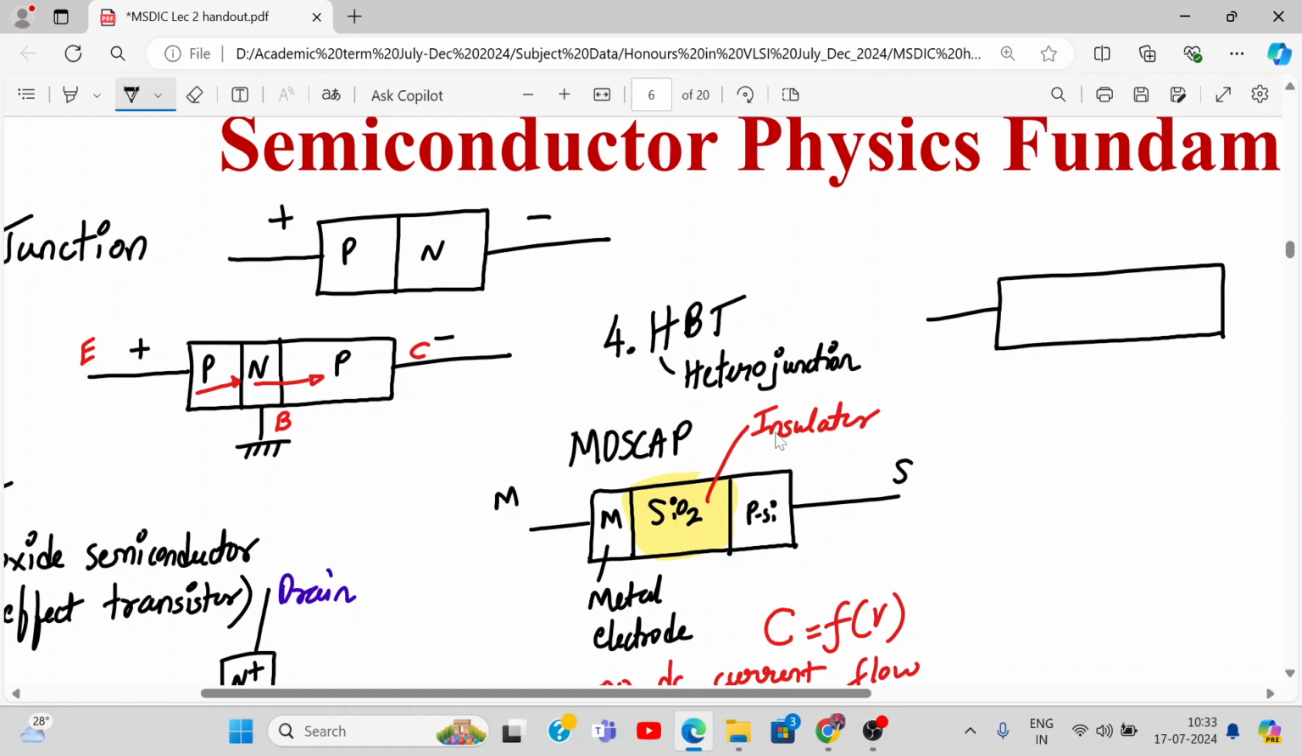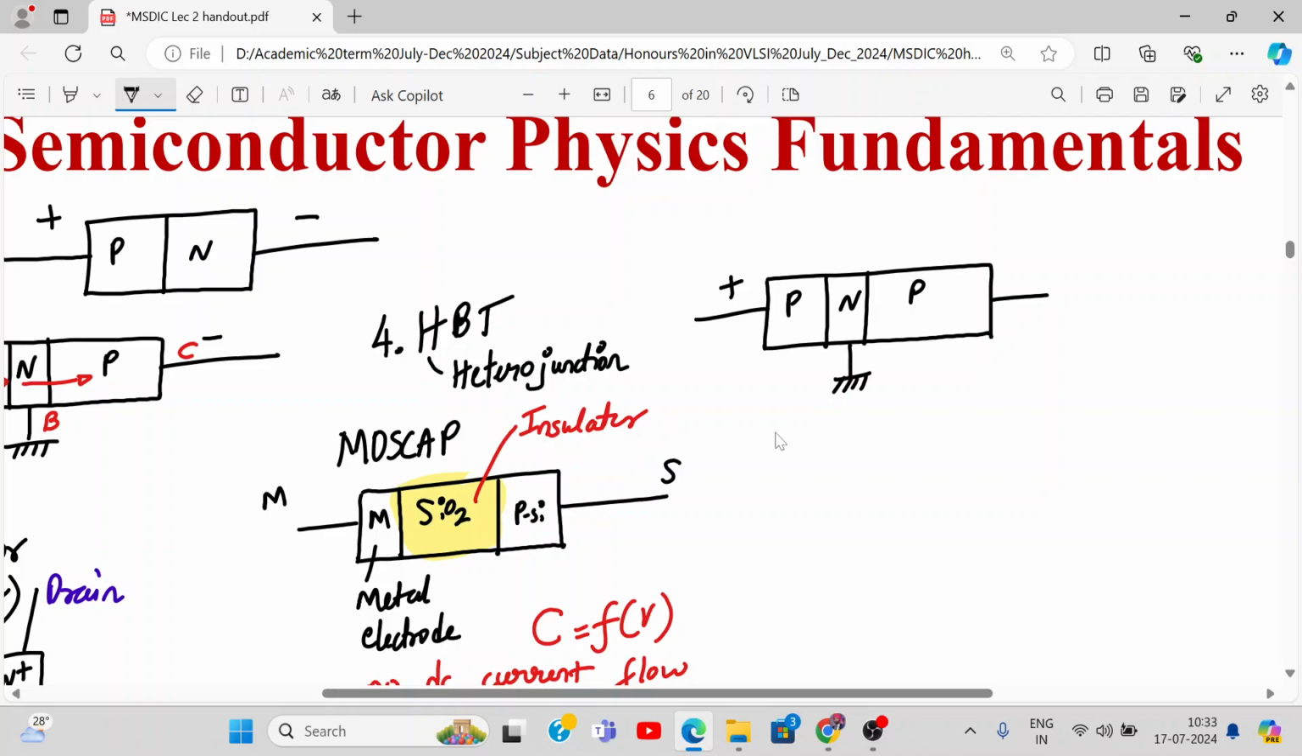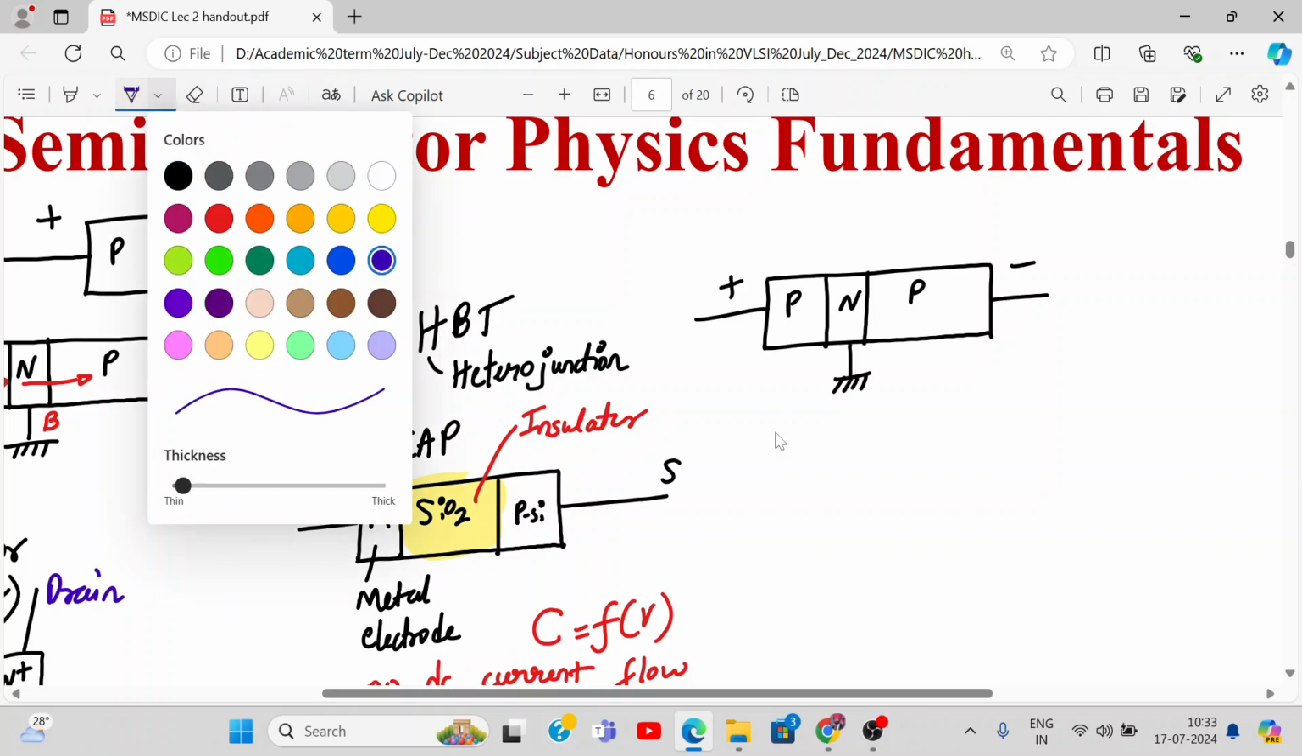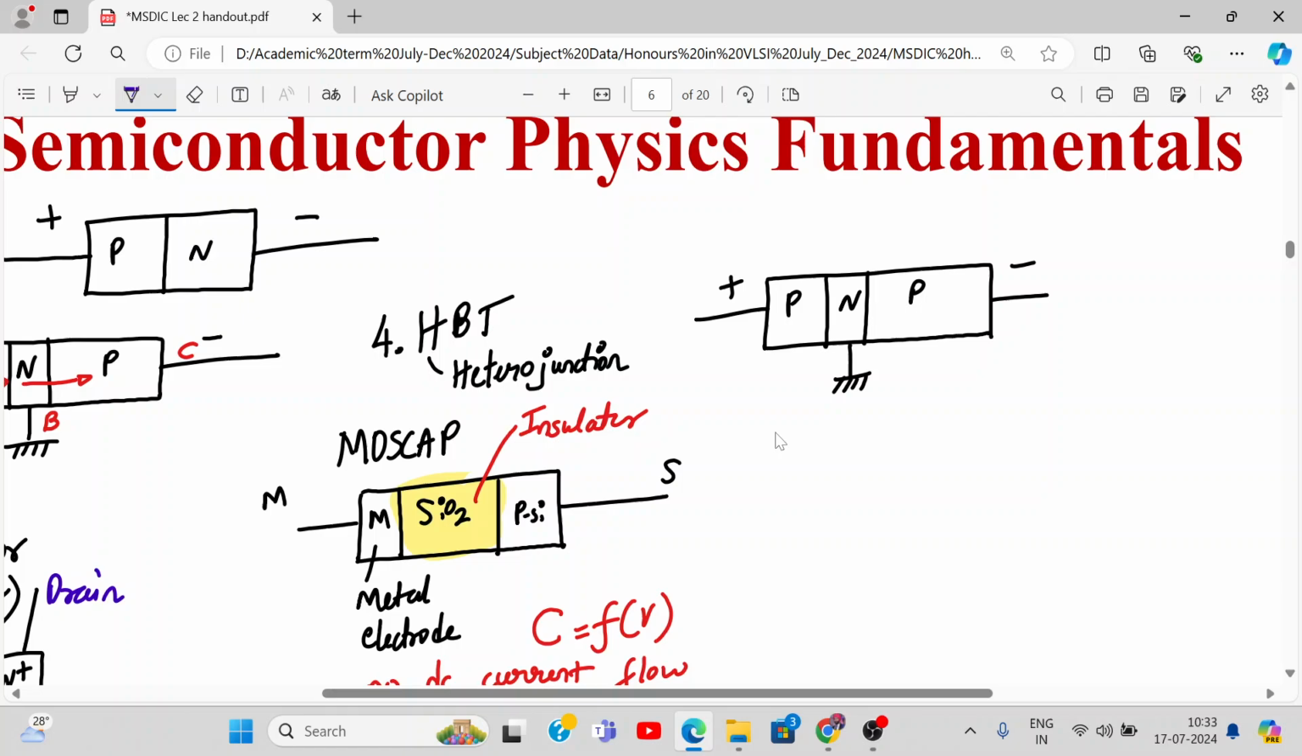So can you tell me what is the difference? I've explained this. P, N, yes, tell. No, no. It's the same in BJT. In HBT, we use different material here, here, and here. So HBT is a variation of BJT, heterojunction bipolar transistor. It has different applications.